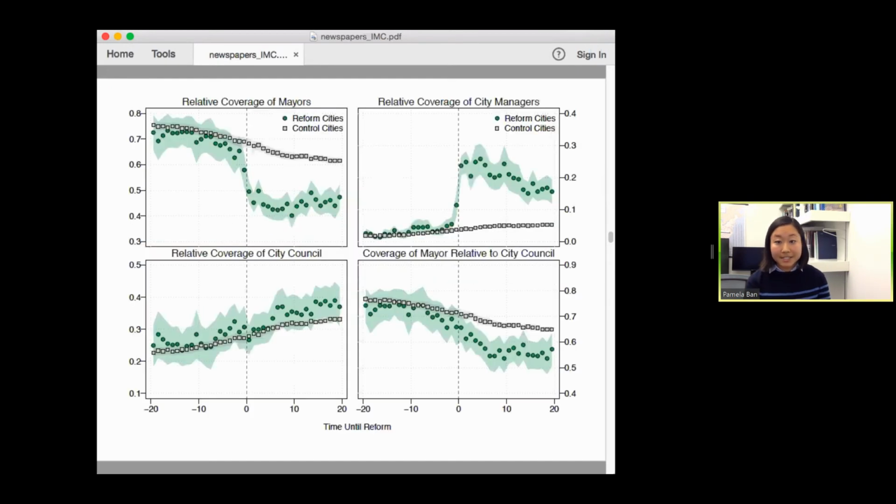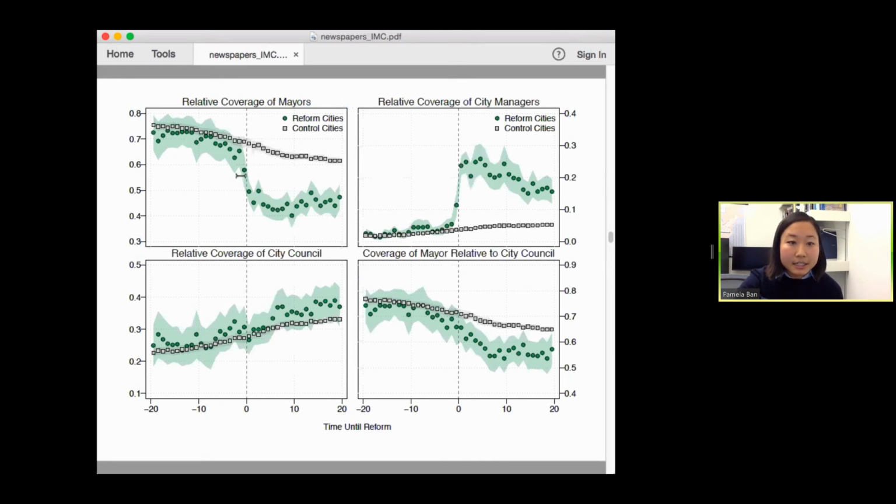And so now I'm going to preview the results. I'm going to show you some graphs here. The upper left-hand graph is plotting the relative coverage of mayors. The green dots are the means for cities that have undergone this reform, and the gray squares are the control cities. And this vertical line just represents the time of reform. Everything on the right side is after the treatment cities, the green cities, have adopted this reform and switched to a city manager form of government, and everything to the left is pre-reform. Just looking at the means here, we see that there is a big shift downwards in the coverage of mayors after a reform, after the city changed to a city council, city manager form of government.